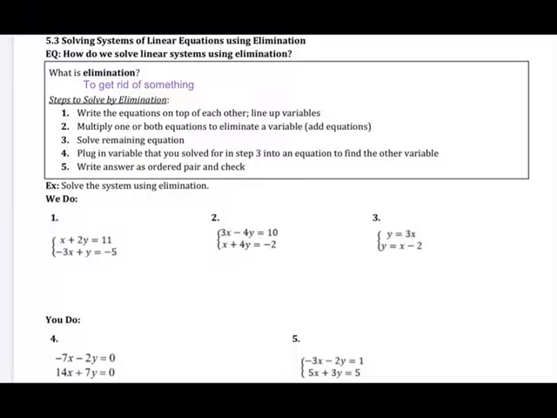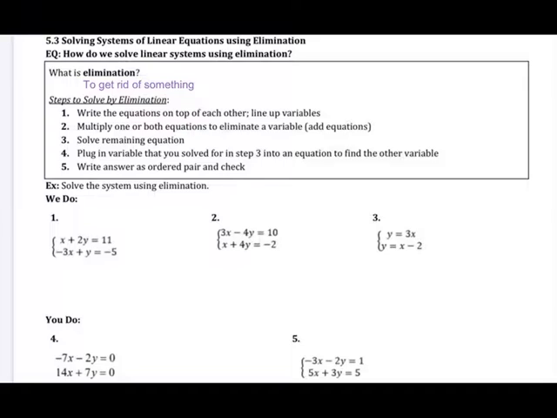Step 2 is to multiply one or both equations to eliminate a variable. So you're asking yourself, if I added these two equations together, which variable would go away? And how do I multiply by something to make that variable go away? Step 3, you're going to then solve the remaining equation, which is going to be a one variable equation, just like we did in 5.2. And then you're going to plug that variable back in to find the other variable and make sure we write our answers as an ordered pair and check, at least mentally, to make sure we're doing this correctly.